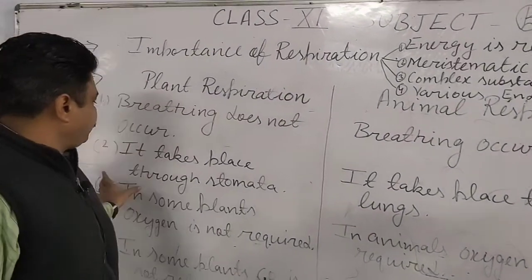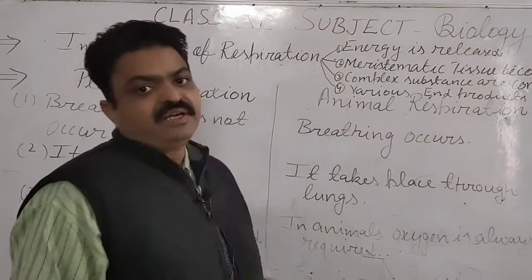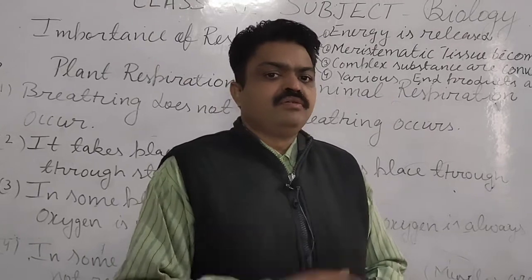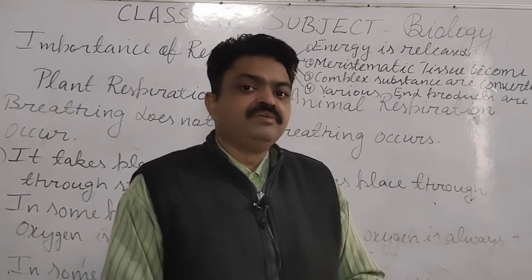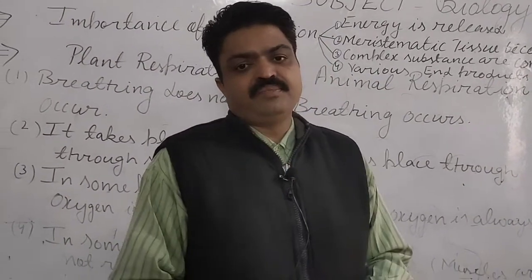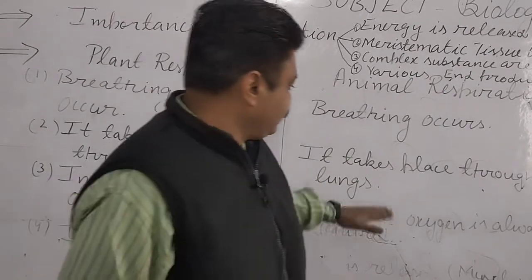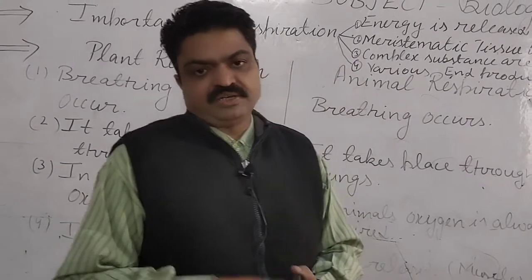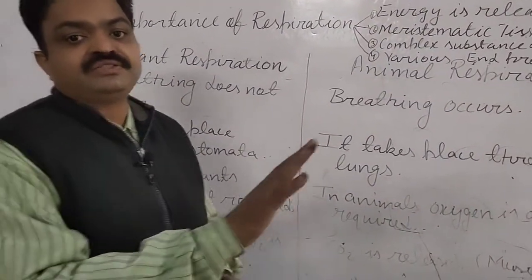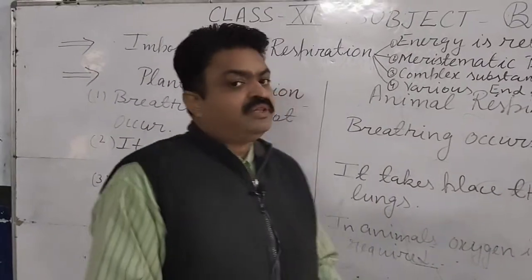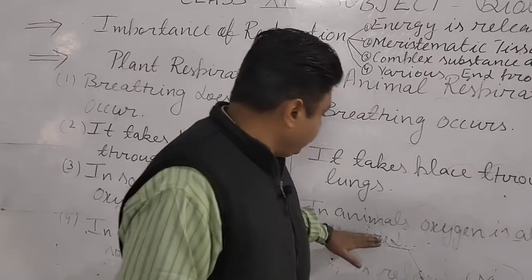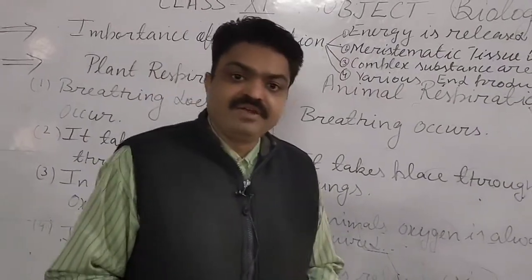Next, in plants respiration takes place through stomata, the small tiny pores found in the leaves. With the help of that, respiration takes place in plants. But in animals, it takes place with the help of the nose, mouth and lungs, student, that is, with the help of organs. Next, in some plants oxygen is not required for respiration, student. But in animals, oxygen is always required.